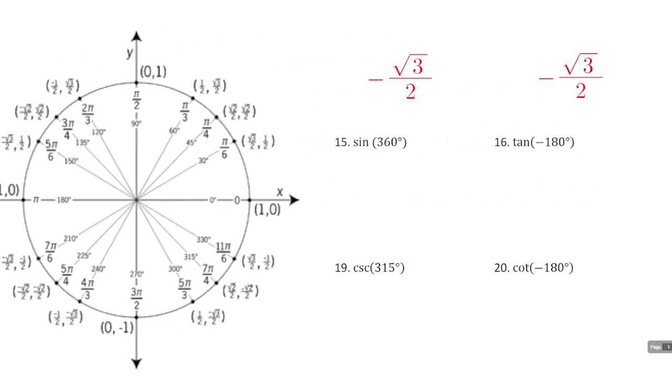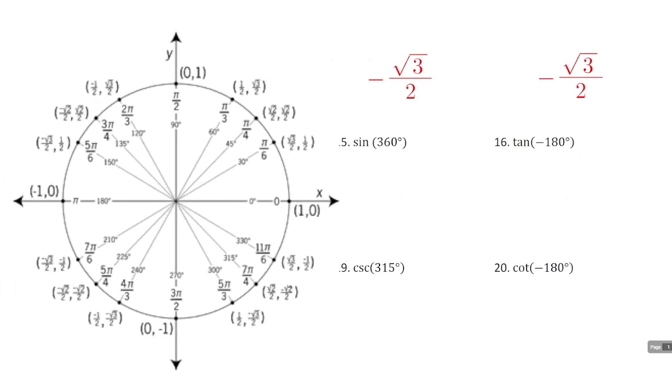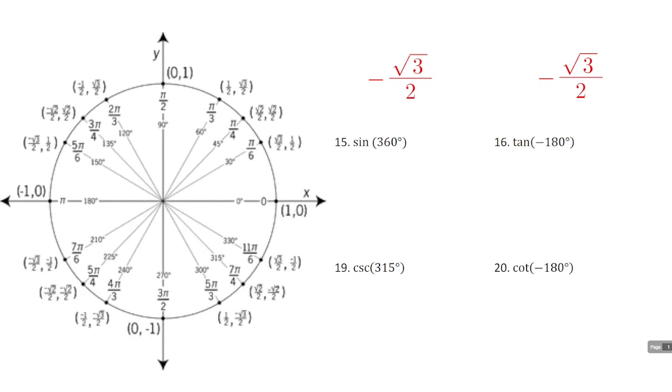Number 15. Sine of 360 degrees. So at 360 degrees, that is coterminal to 0 degrees. So I'm going to be looking at the exact same coordinates as 0 degrees, and the y-coordinate there is 0.